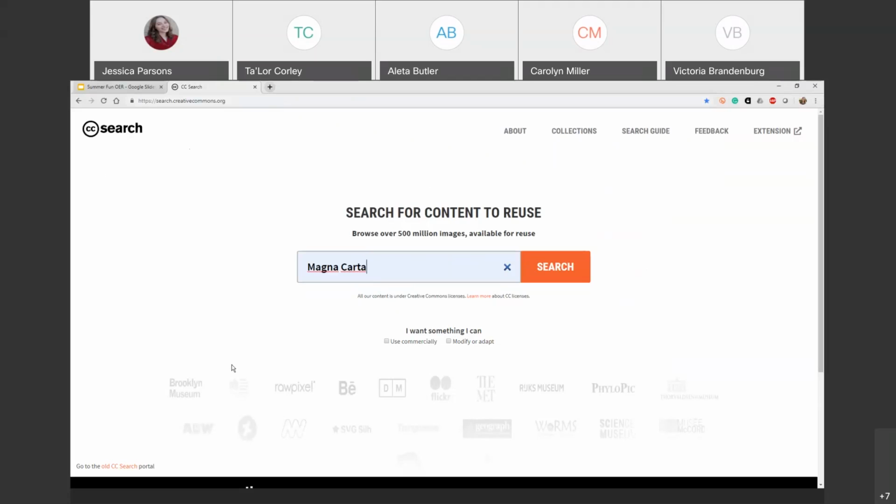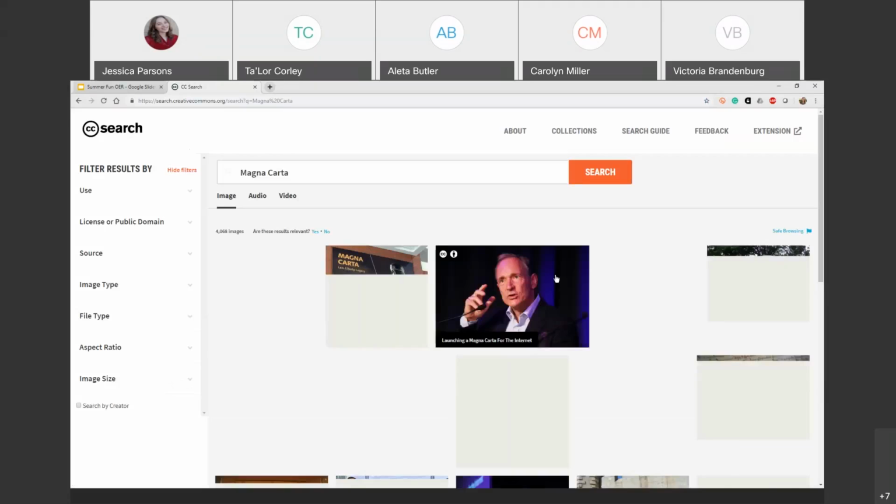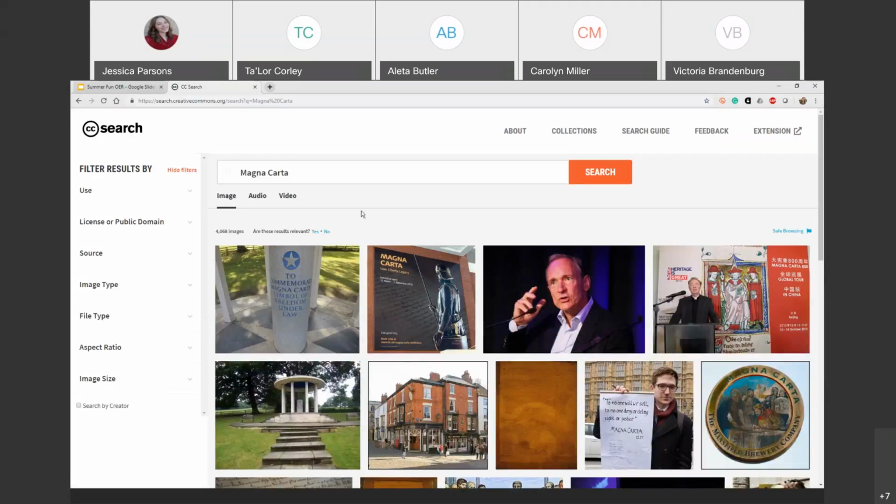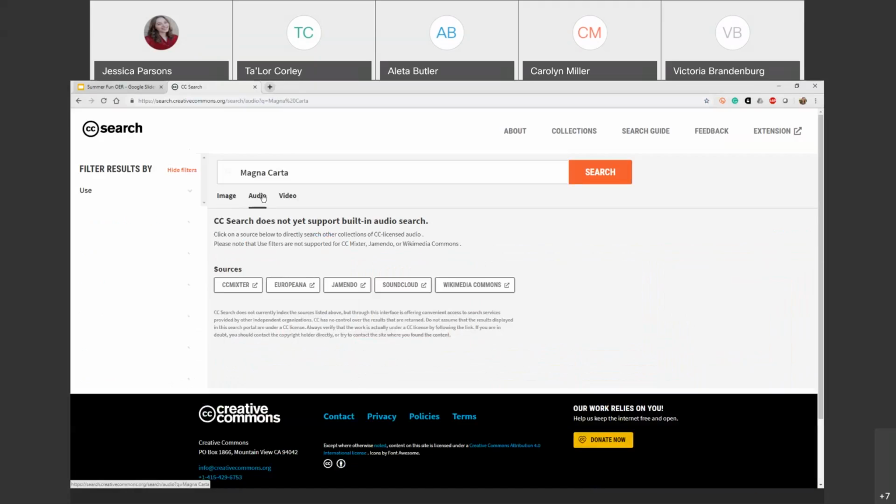So here on my screen, I have creativecommons.org. It's a great central place to go to look for materials. So for example, if I type in Magna Carta, I can see I get a lot of different images. Sometimes there will be different podcasts or different things that we can look at. SoundCloud tends to have some openly licensed audio files for different things.